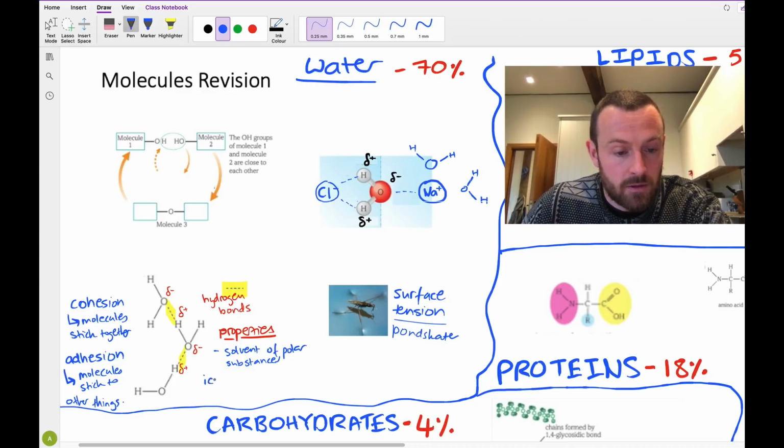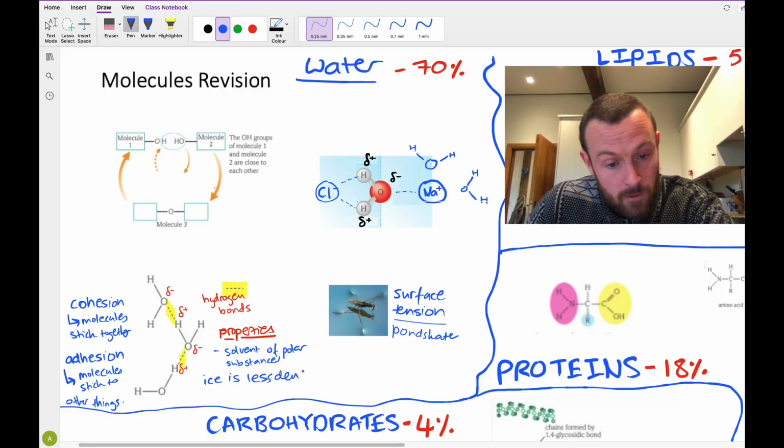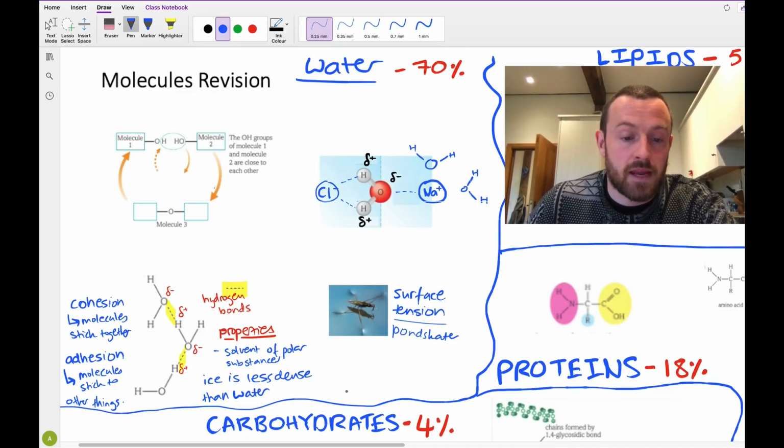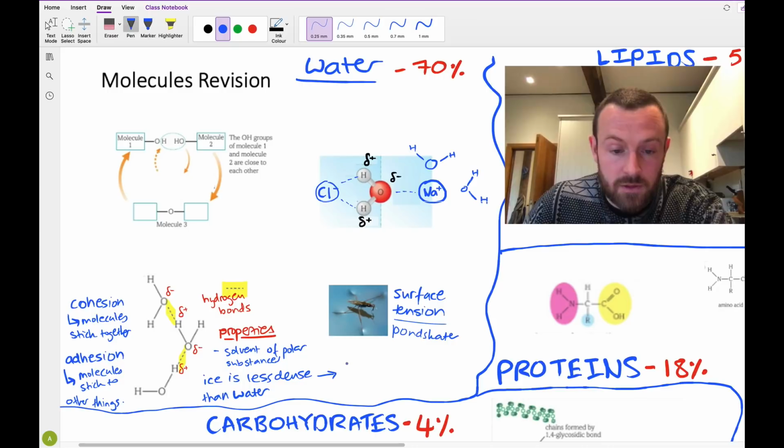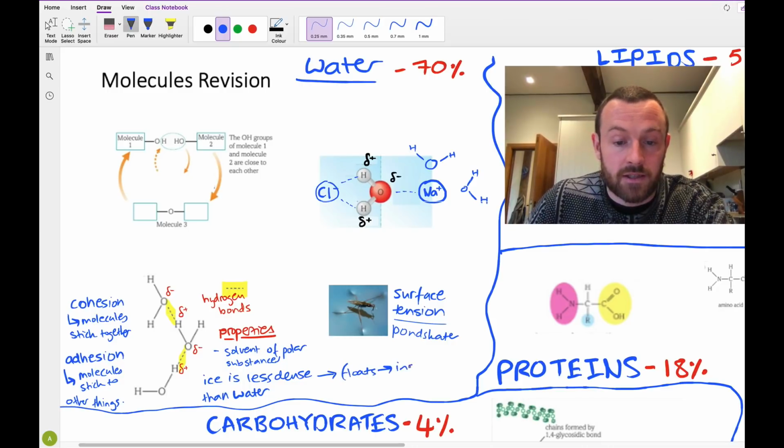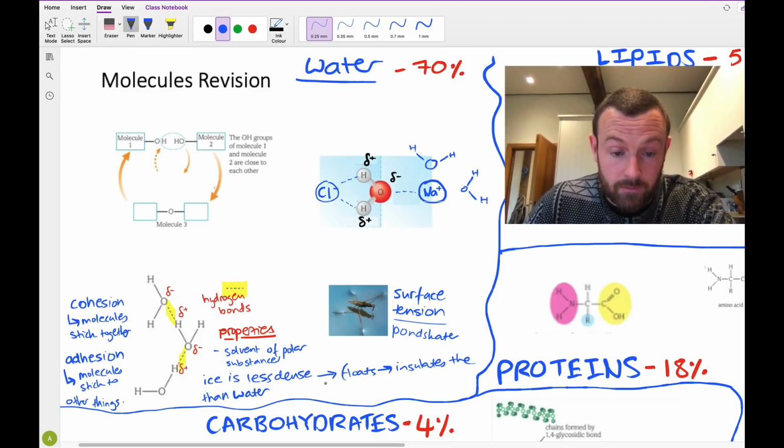So ice is less dense than water. So what does that mean? Well, that means that ice floats and therefore insulates the water underneath.